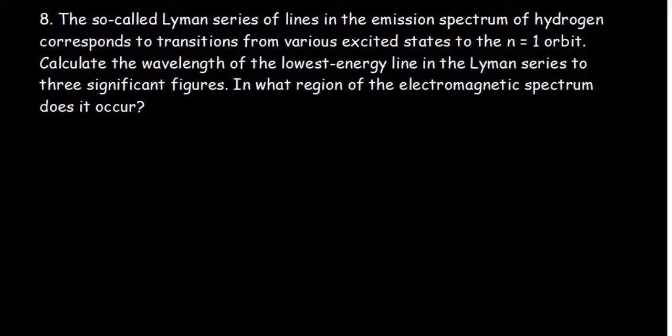Question 8. The so-called Lyman series of lines in the emission spectrum of hydrogen corresponds to transitions from various excited states to the n equals 1 orbit. Calculate the wavelength for the lowest energy line in the Lyman series to 3 significant figures. In what region of the electromagnetic spectrum does it occur?